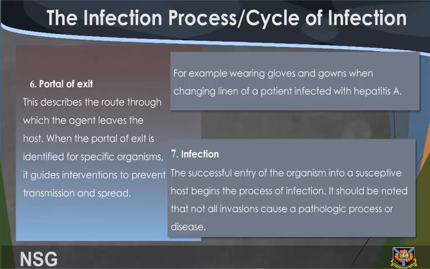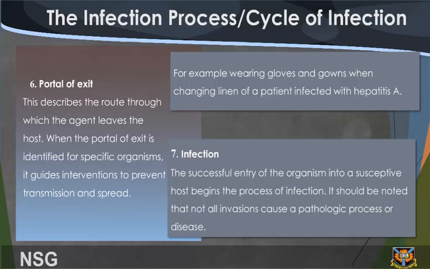6. Portal of exit. This describes the route through which the agent leaves the host. When the portal of exit is identified for specific organisms, it guides interventions to prevent transmission and spread. For example, wearing gloves and gowns when changing the linen of a patient infected with hepatitis A.